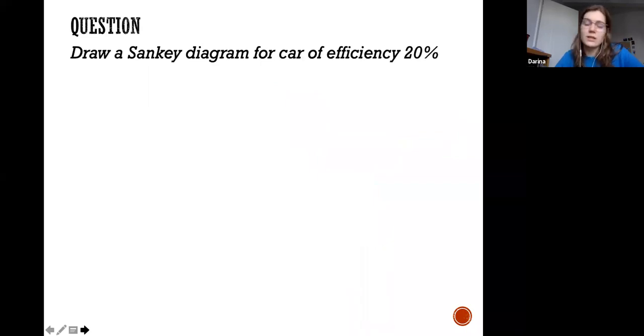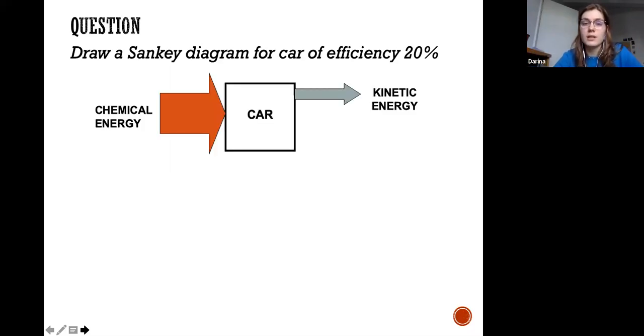Okay, so I'm not actually going to ask you to do this, but I'll draw a Sankey diagram for a car with efficiency 20%. How do we think about this when we start the question? We think about the input energy. So again, this should be 100% instead of 100 joules. Draw our car, and then 80% would go to kinetic energy, right? And then 20% would be wasted downwards as heat and sound. So chemical energy, kinetic energy, heat and sound energy.